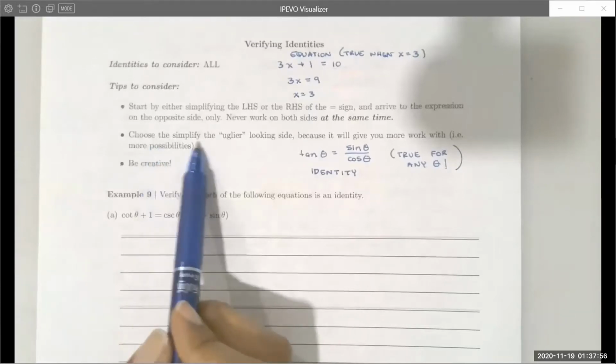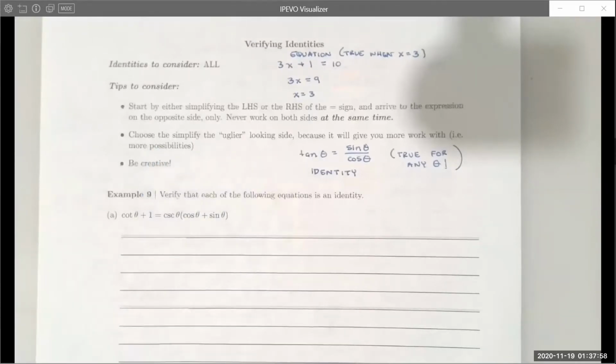The second tip is to choose the uglier looking side. What that means is that you want to choose the one that maybe has the most parentheses, or has several secants and tangents and cotangents, because this is going to give you the most to work with, meaning more possibilities of things that you can try.